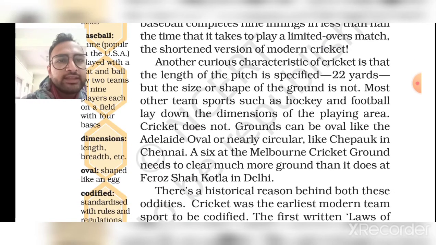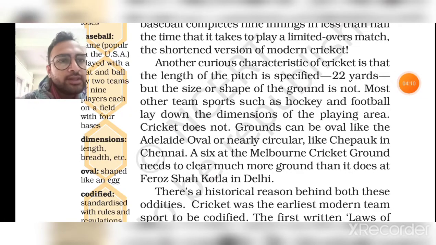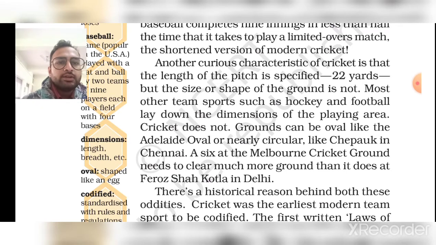Ground can be oval like Adelaide Oval or nearly circular like Chepauk in Chennai. A 6 at the Melbourne Cricket Ground needs to clear much more ground than it does at Firoz Shah Kotla in Delhi. So, everyone has heard about the Melbourne Stadium, the famous ground in cricket, and Firoz Shah Kotla in India.